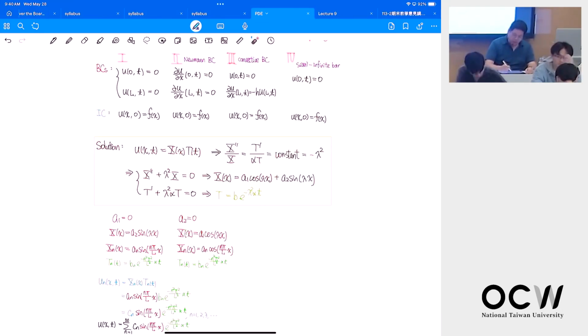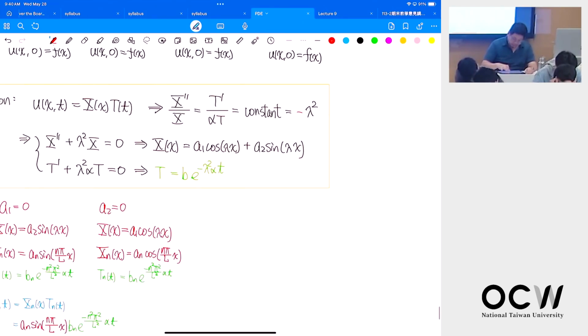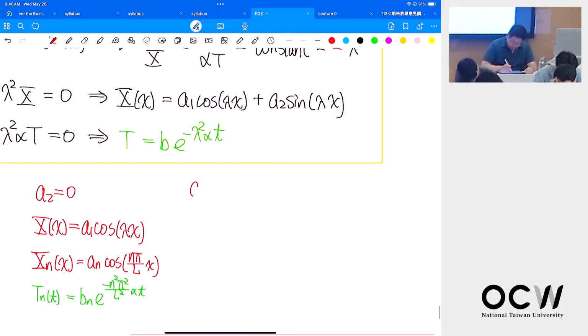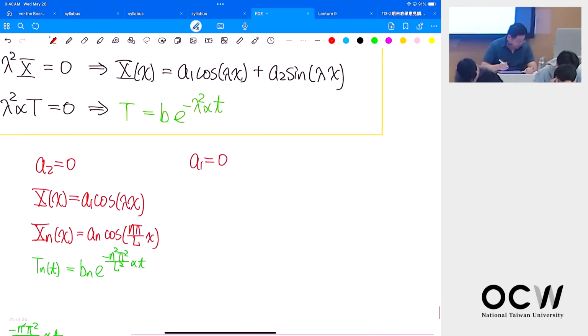How about the third one, the convective boundary condition? So it's still x0 is 0, same thing. So apparently here A1 should be 0. Okay. So A1 should be 0, and your x is A2 sine lambda x.